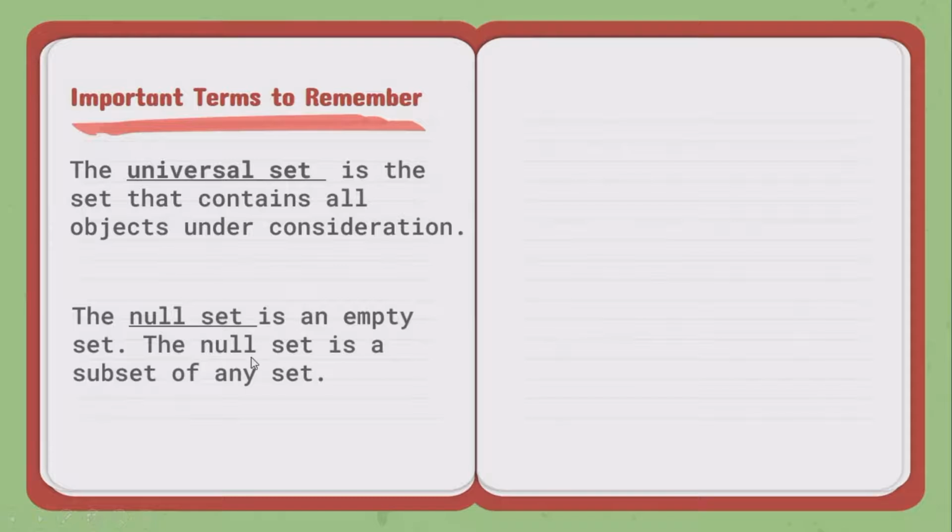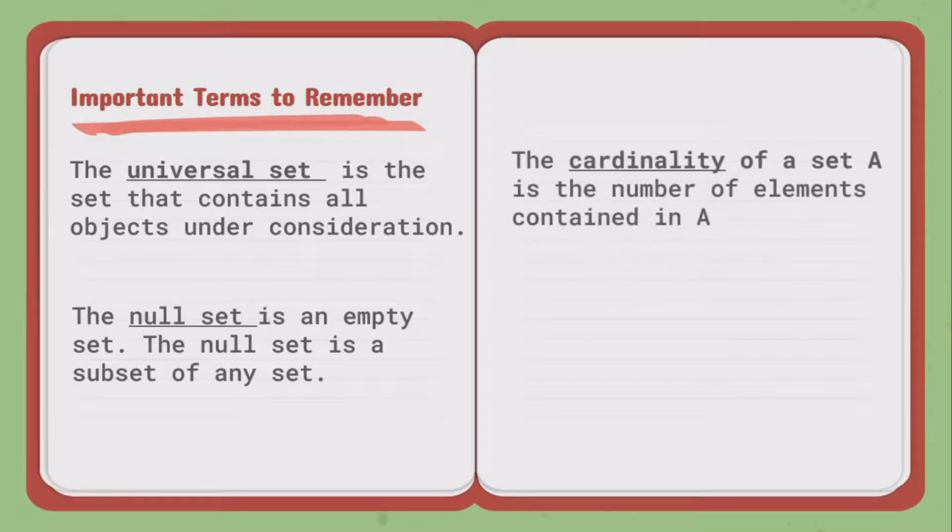Next is the null set. The null set is an empty set. The null set is a subset of any set. So if you are going to form a subset of a set or of a universal set, you already have the null set. The cardinality of a set A is the number of elements contained in A. So let's find it out later.